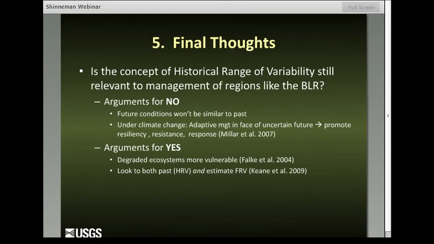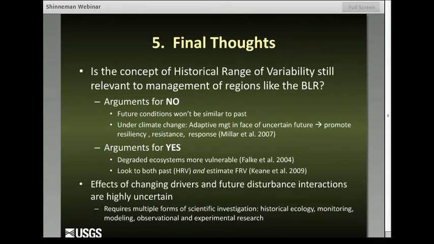And so some have suggested that a better way to think about it is to look at both past conditions, or the historical range of variability conditions, as well as projecting future range of variability conditions and learning from both. Look at what we know from past conditions, estimate what we can about future conditions, and then make our management decisions based on that.